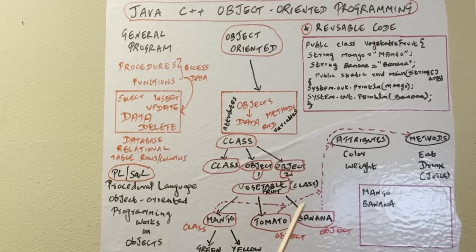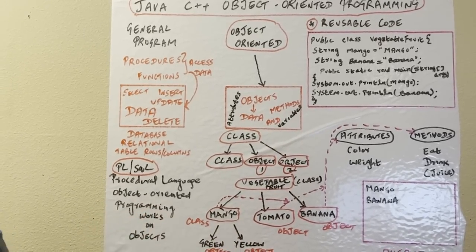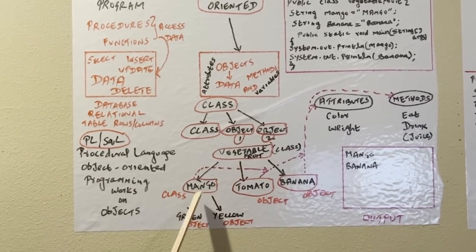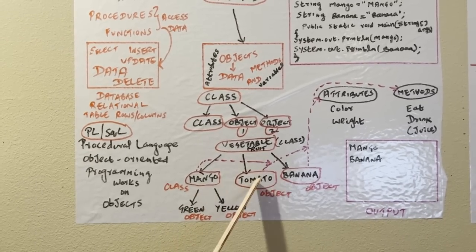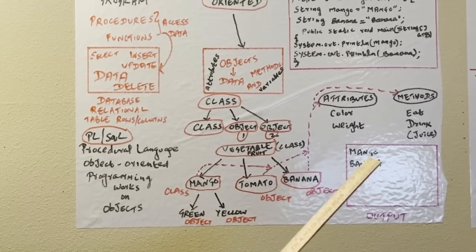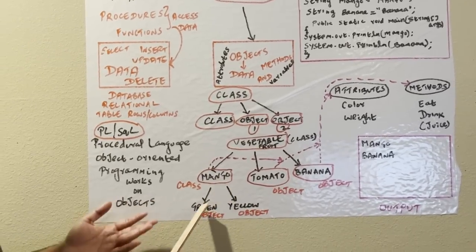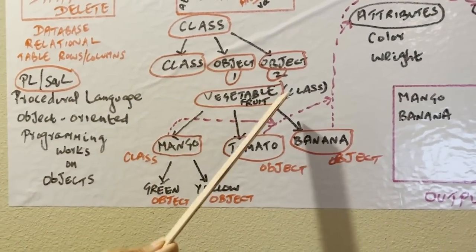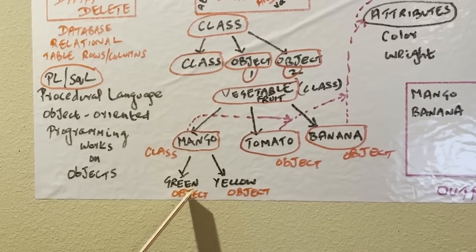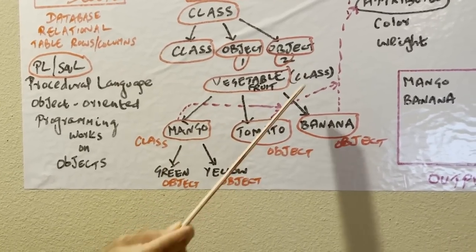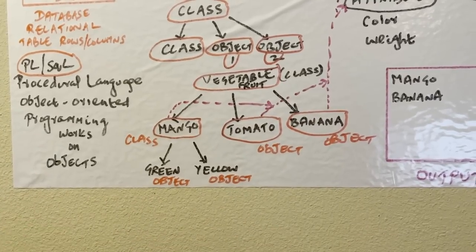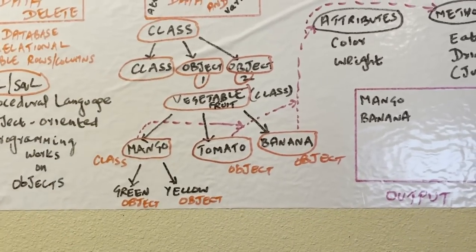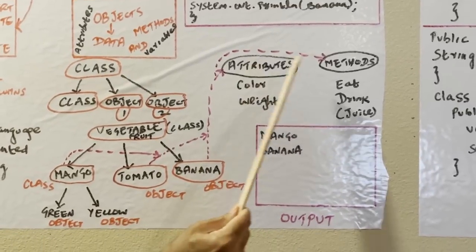Okay, let's see conceptually what it is. For example, if I define a class called vegetable fruit, I have one class called mango, an object called tomato, an object called banana. But within mango, it's a class. It can have objects. It can be a green mango, yellow mango. So each are objects. See how nested it is: class, object, class, object, object. It can be nested too, based on if you define more classes. But the higher level is always a class, then objects, methods.